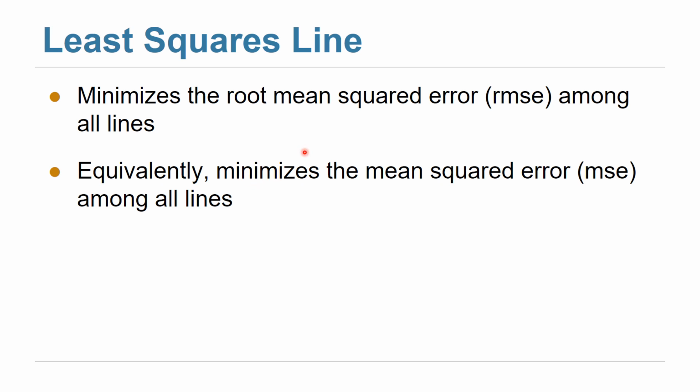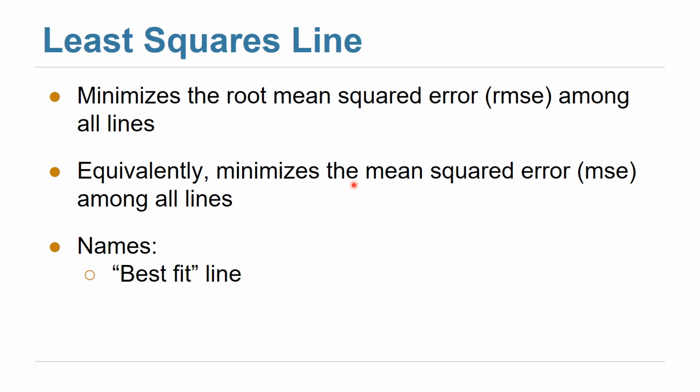So eventually, when we try to minimize the root mean square error, we also minimize the mean square error, because the square root here doesn't make any difference on the best values. So whatever line will minimize the mean square error is also the same line that minimizes the root mean square error. So minimizing both will give us the same thing.